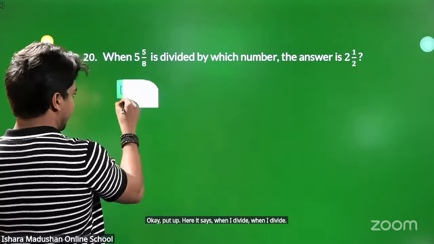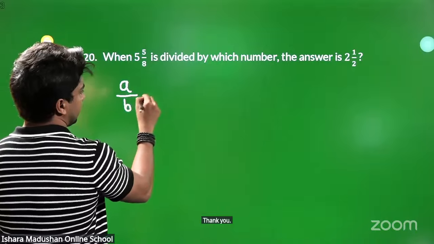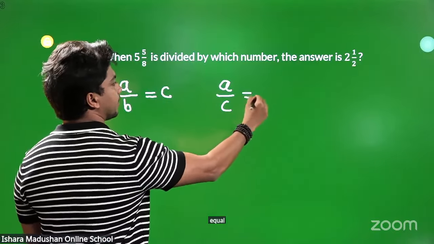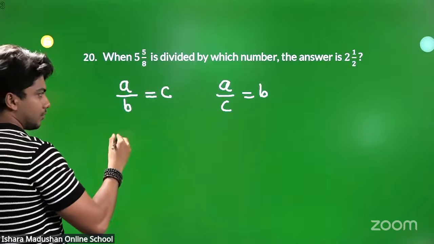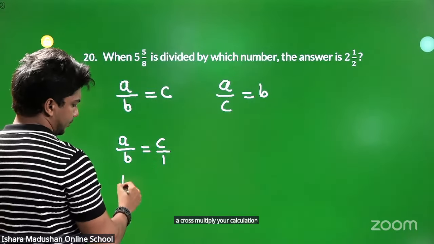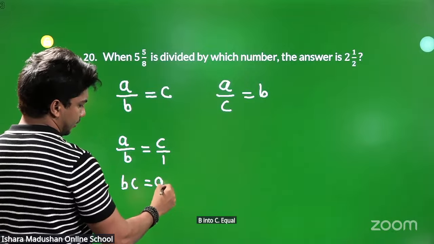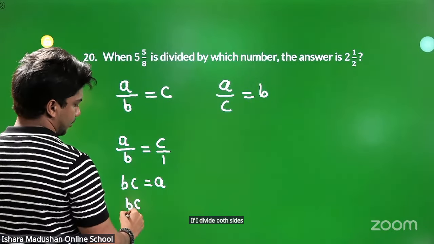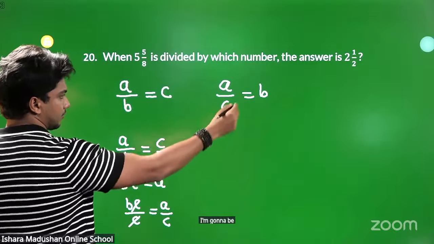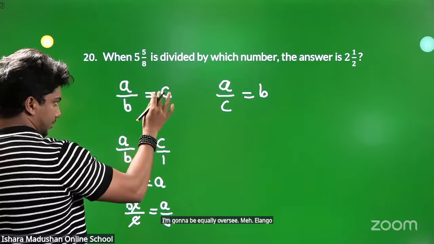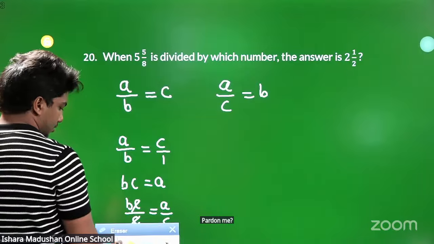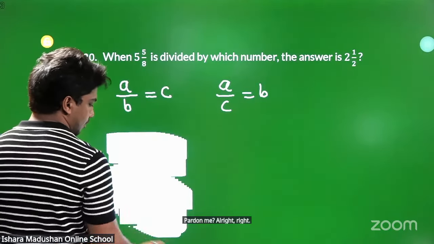If A over B equals C, I can switch these two and write A over C equals B. Cross multiply: B into C equals A. If I divide both sides of the equation by C, B equals A over C. So if A over B equals C, you can write A over C equals B.